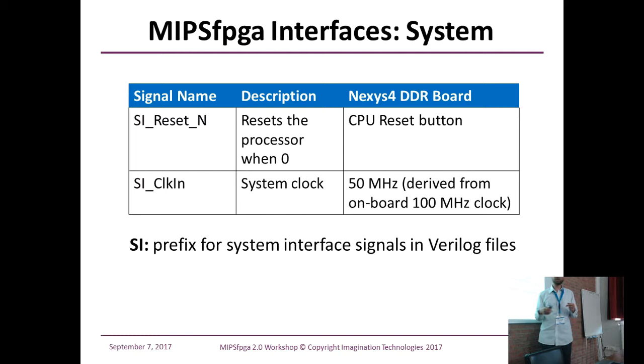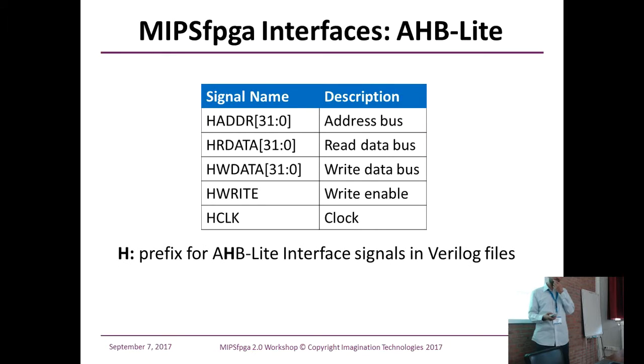So some more in-depth slides. The reset, it resets the processor. It's wired to the CPU reset button on your boards. The clock in, system clock, 50 megahertz. It's derived from the onboard, like the Nexys 4 DDR board has a 100 megahertz crystal, and we use a PLL to just make it 50 megahertz. SI is a MIPS prefix for system interface. When we give customers a core, we tell them this is a list of signals that you need to wire up, and each signal is then described. So SI ones we use for system interface.